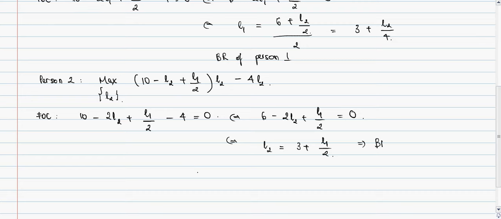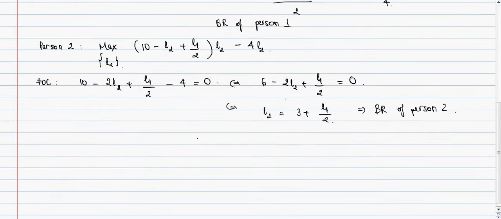And this is called the best response function of person 2. So basically, knowing the value of L1 chosen by the first person, I will be choosing the number of hours according to this function over here in order to maximize my net payoff. That's the reason why this is called the best response function, because I am choosing my number of hours depending on the number of hours chosen by the other person.